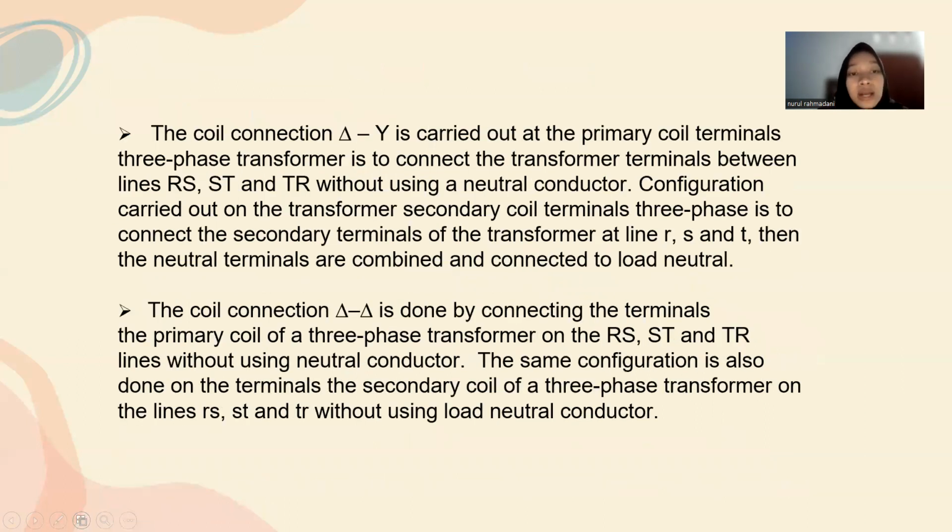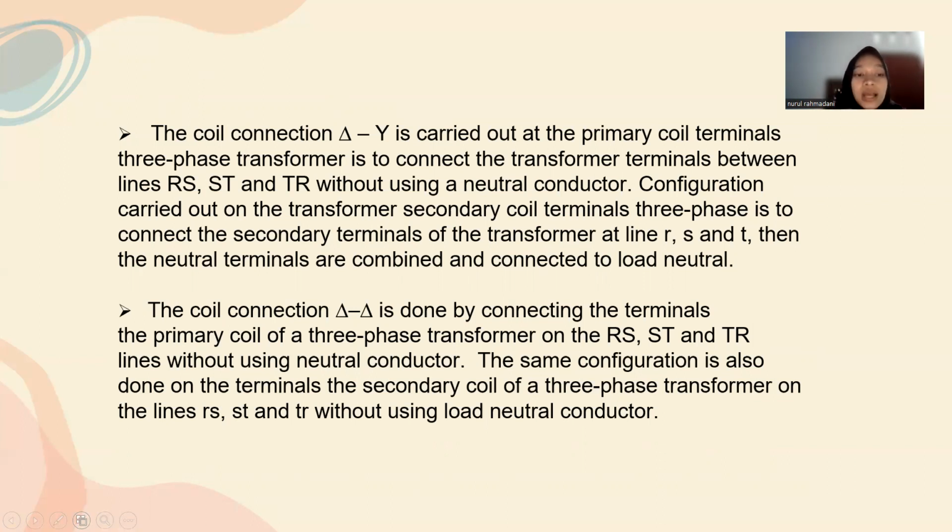And third, the coil connection delta Y is carried out at the primary coil's terminals. The three-phase transformer is connected at the transformer terminals between lines RS, ST, and TR without using a neutral conductor. The configuration carried out on the transformer's secondary coil terminals is to connect the secondary terminals of the three-phase transformer at lines R, S, and T. Then the neutral terminals are combined and connected to load neutral.